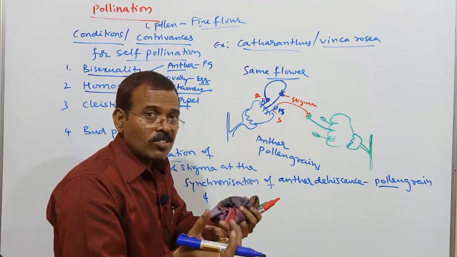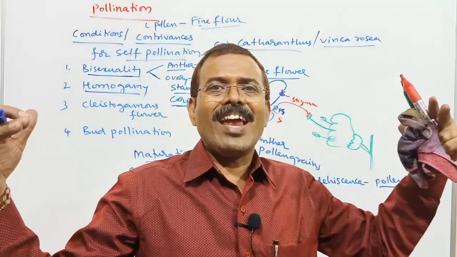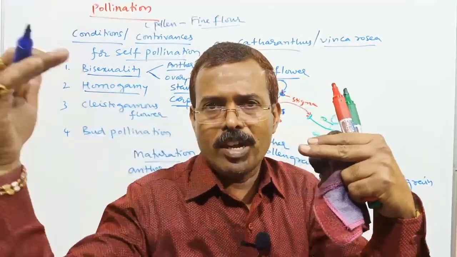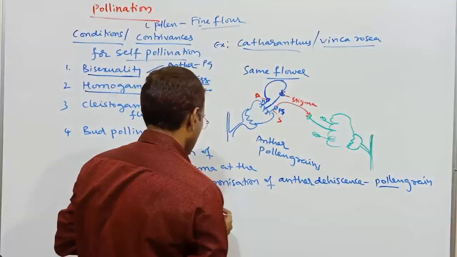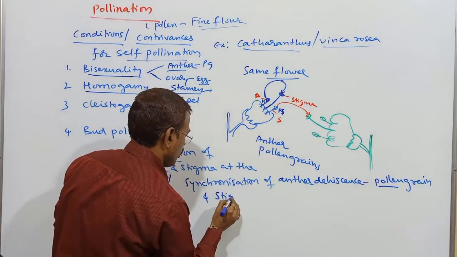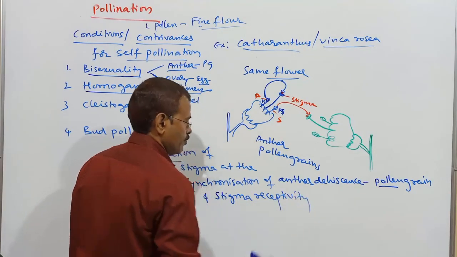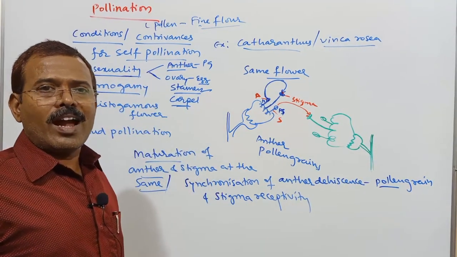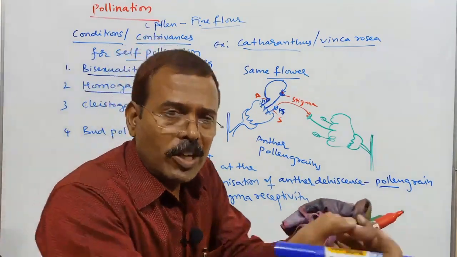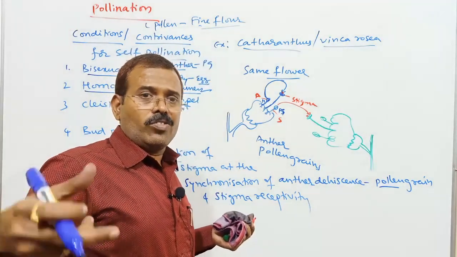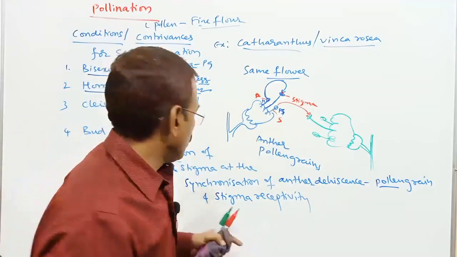Stigma receptivity. Stigma should be ready to receive the pollen grain. So there should be matching of time between the pollen grain release and stigma receptivity. So when anther dehisces to release the pollen grain and stigma is ready to receive the pollen grain, this time matches, synchronizes, then that is homogamy.